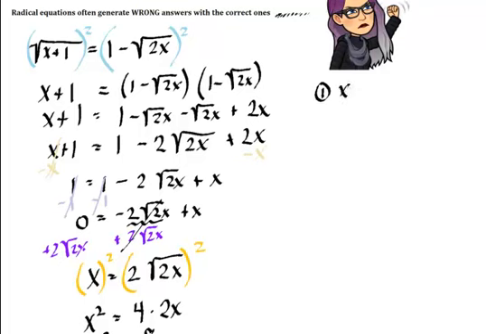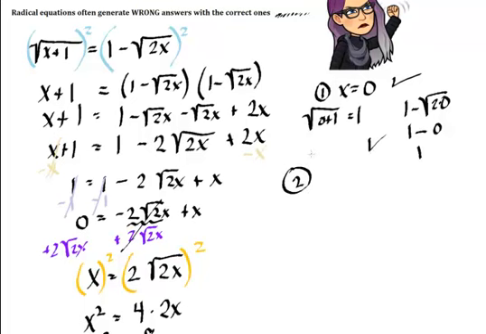Number 1, x equals 0. Let's see what this equals. I've got square root of 0 plus 1. That's going to be equal to 1. Let's check the other side. 1 minus the square root of 2 times 0. That's 1 minus 0, that's a 1. Okay, this one checks out. That 0 works.